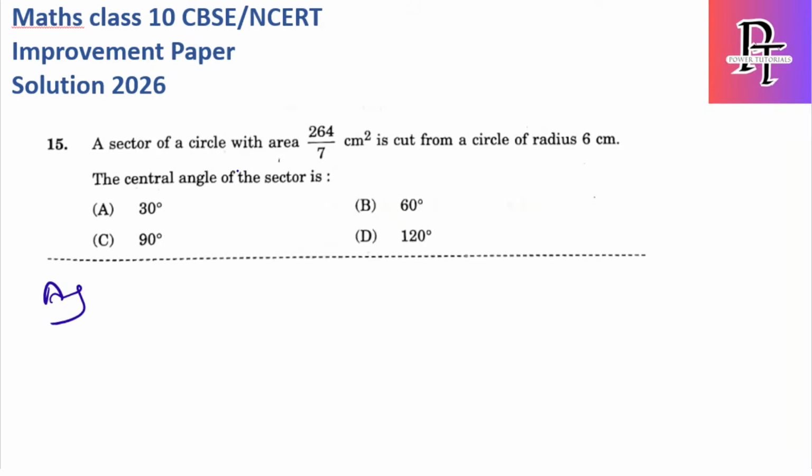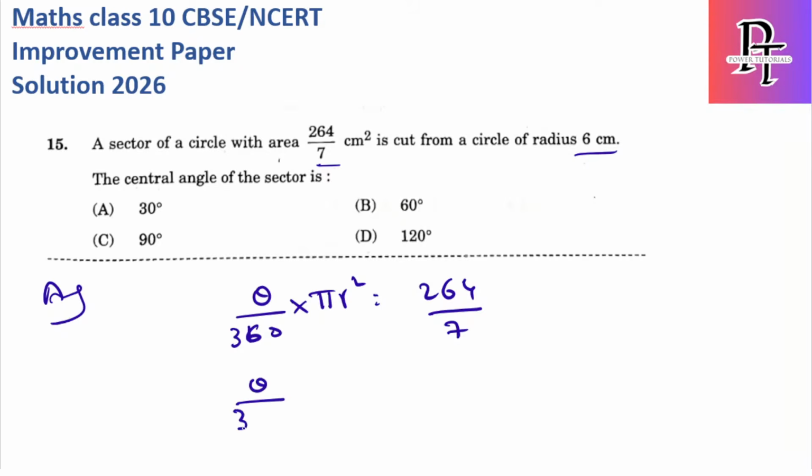The sector of a circle with the area mentioned is cut from a circle of radius 6 centimeters. We need the central angle of the sector. Simply, the area of the sector is provided, and they are asking for the angle of that sector. So what is the area formula of a sector? Area of a sector is theta by 360 into pi r square. This is equal to 264 by 7. Let us write pi as 22 by 7. So theta by 360 into 22 by 7 into 6 into 6 is equal to 264 by 7.